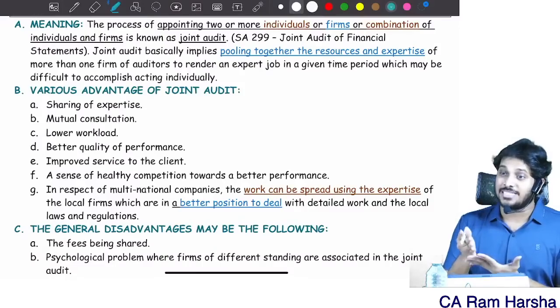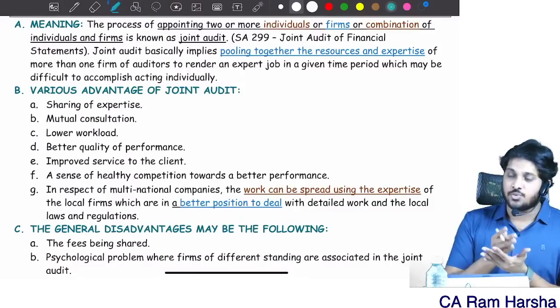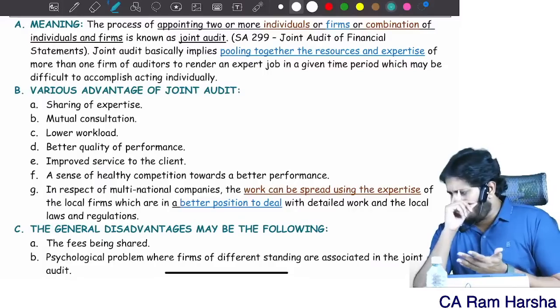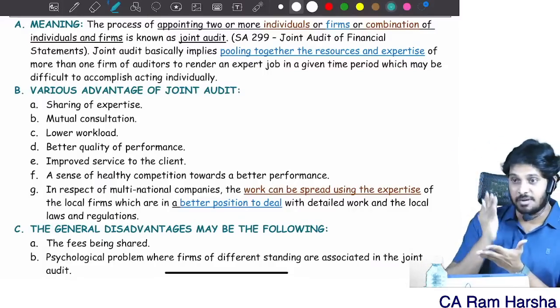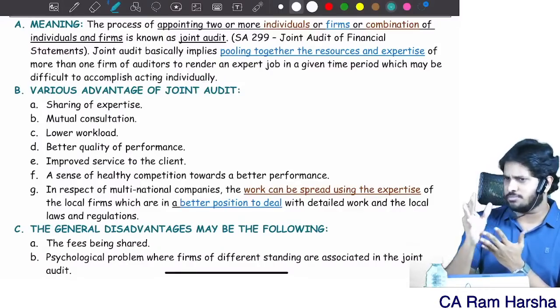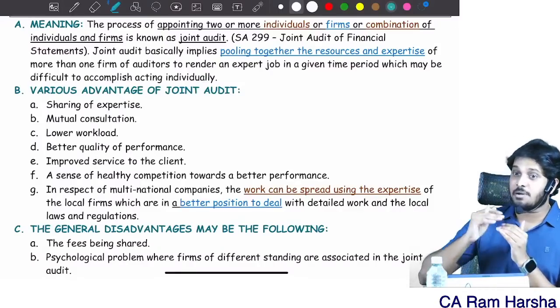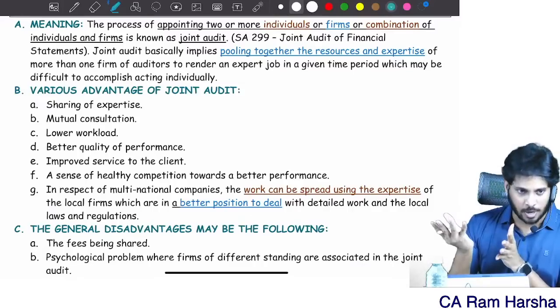RBI made it compulsory for banks. Banks which have a total asset size of some 15,000 crore must have joint auditors, a minimum of some 2 or 4. The maximum number of joint auditors shall not exceed 12.